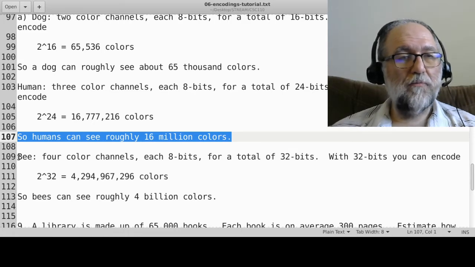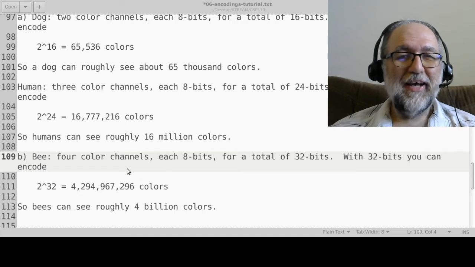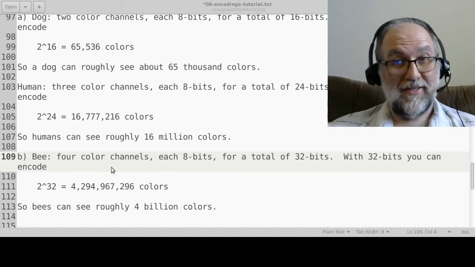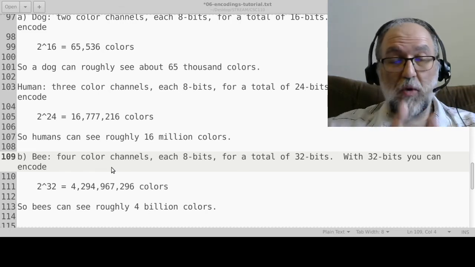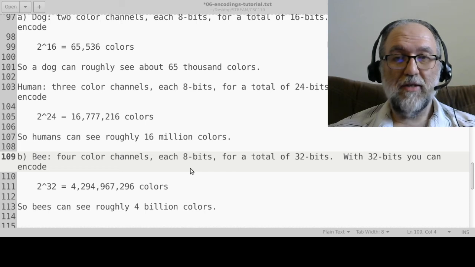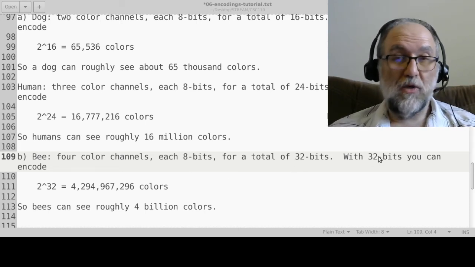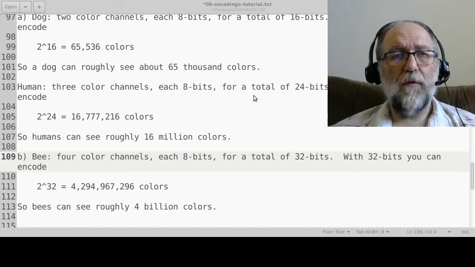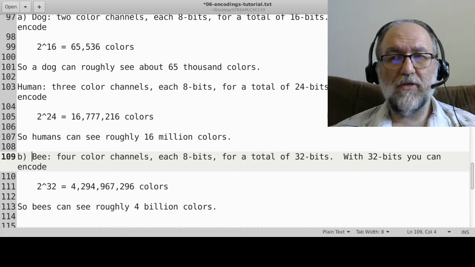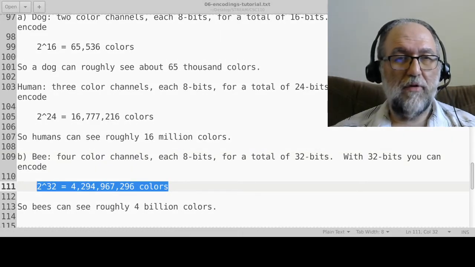And bees totally blow us out of the water because they have 4 color channels, including colors in the ultraviolet, which is beyond what we can see as human beings. Okay, and each one of those color channels is 8 bits. Okay, and so that's a total of 32 bits. All right, and you might ask the question, how many different colors can you encode with 32 bits? And the answer is that right there. So 2 to the 32 is that number there.